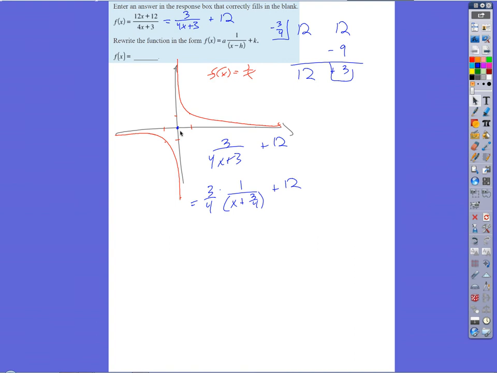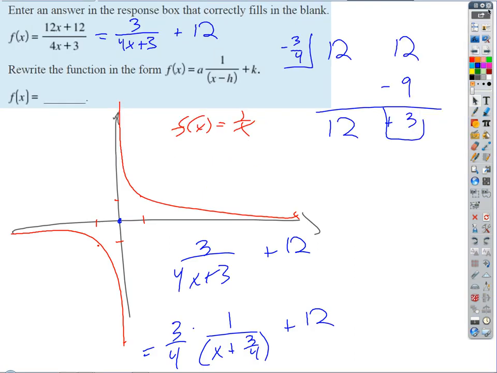So if I look at this parent graph right here, what's the domain and the range of that parent graph? What's the domain? Are there any x values that aren't defined? 0. How come 0? Yeah, because there's a vertical asymptote there. That's the only x value that's not defined. Agreed? Okay, what about y values? 0, because that's where the asymptote is, right?